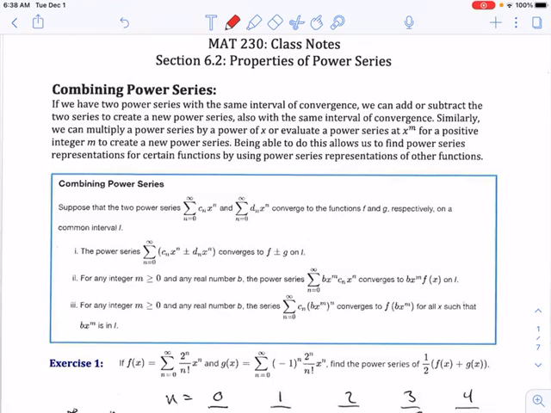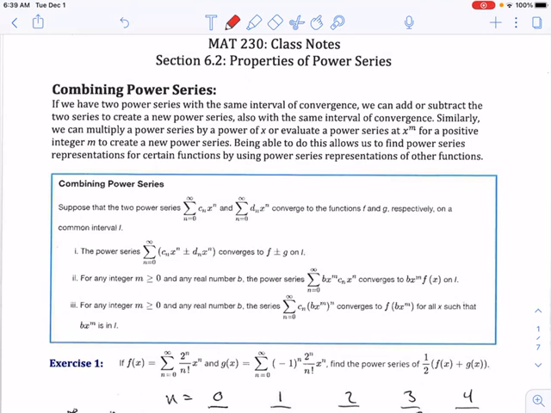In this video, we are going to be looking at combining power series. If you have two power series and they have the same interval of convergence, it just so happens that you can combine them through addition, subtraction, multiplication, and you can raise a power series to a power.